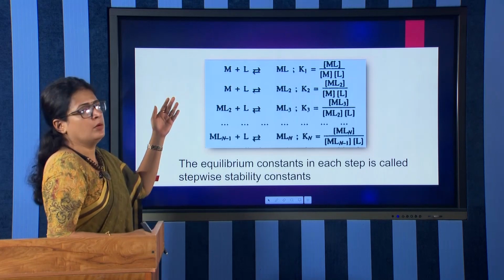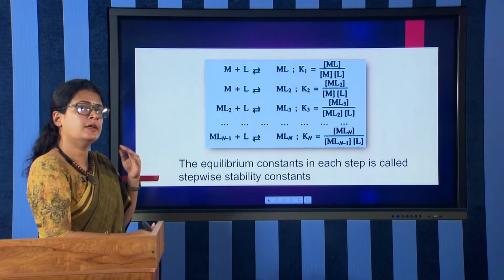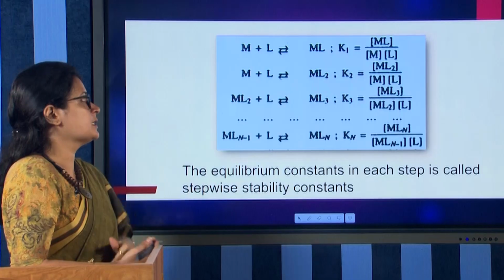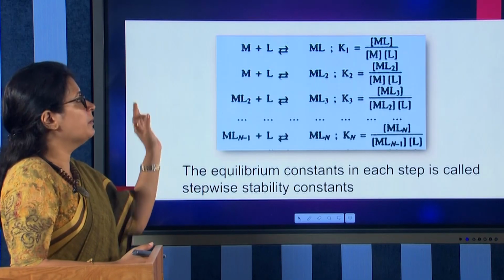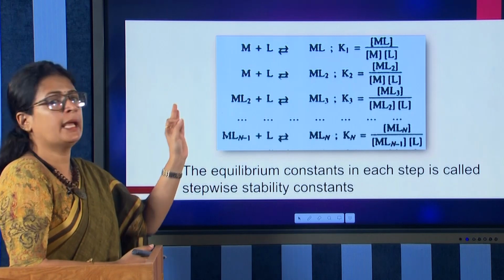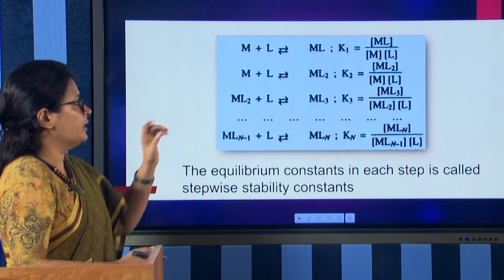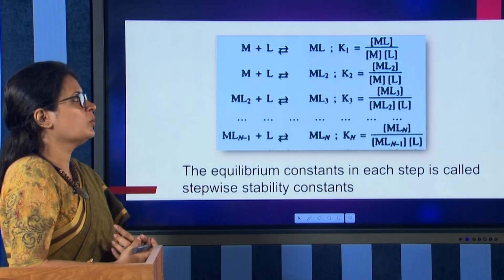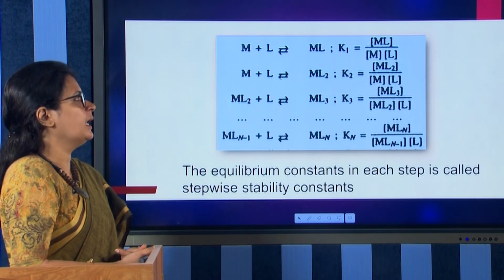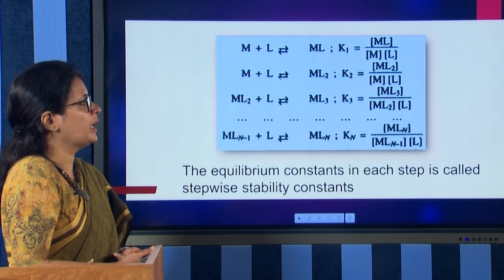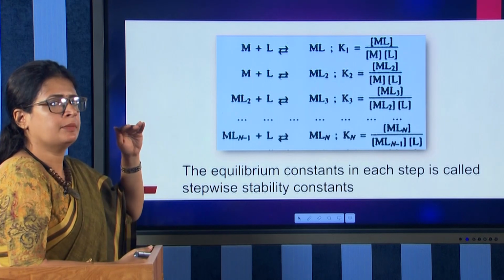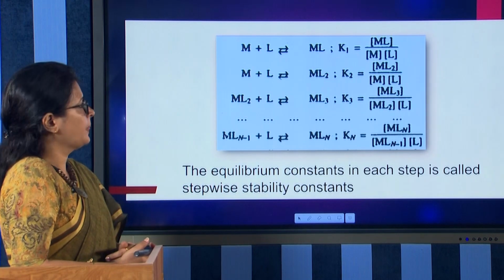Suppose the complex formation takes place in several steps. First, a metal combines with a ligand to form ML, and in the first step the stability constant is K1 equal to the concentration of ML divided by the concentration of M into the concentration of L.